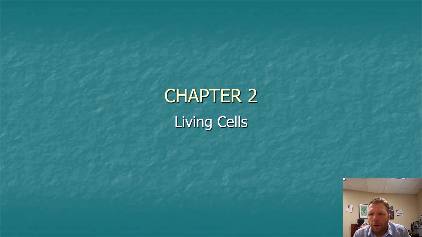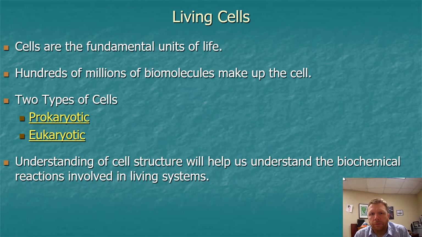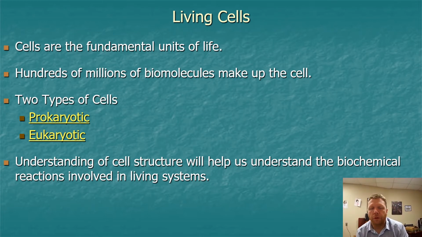All right, so here we are with chapter number 2. Chapter number 2 is all about cells. Now, living cells are the fundamental units and the simplest units of life. They are hundreds of millions of biological molecules that come together to make a cell. There are two major types of cells, prokaryotic cells and eukaryotic cells, and that's terminology that you're probably familiar with from early cell biology class.